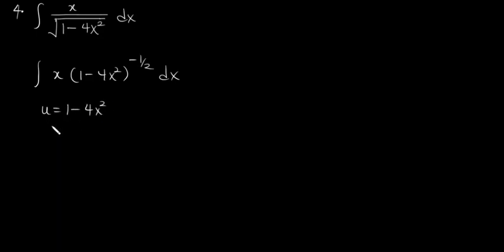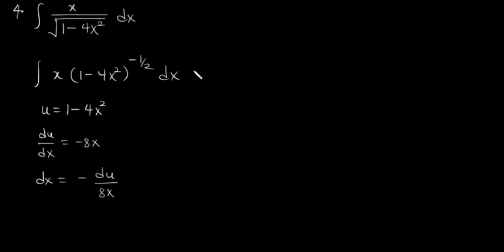Now let's differentiate this with respect to x. You're going to have du/dx equal to minus 8x, because the derivative of 1 will give us 0 because it is a constant. So at this point, let's make dx the subject. We're going to have dx equal to minus du on 8x. This is what you're going to have.